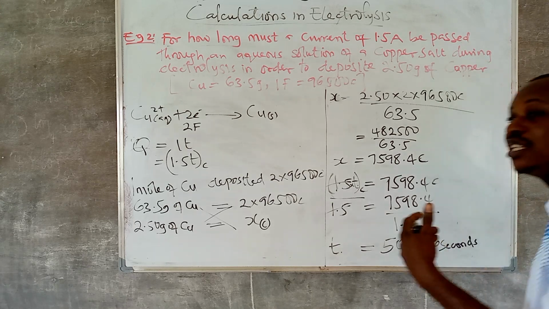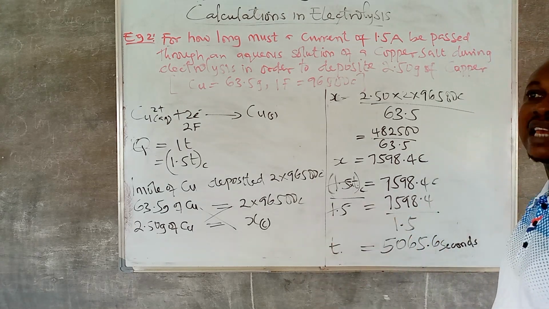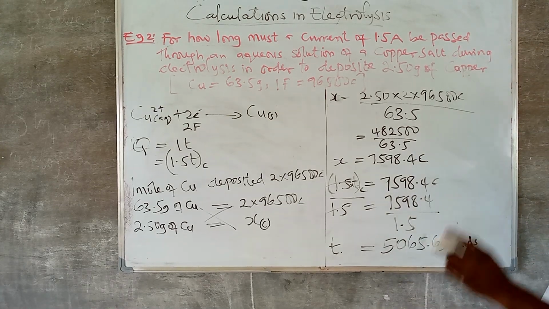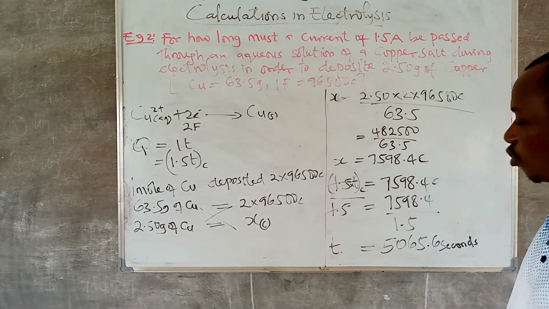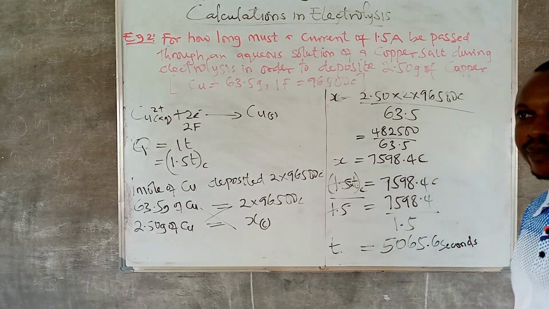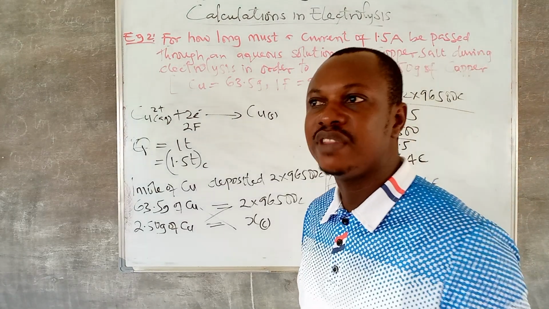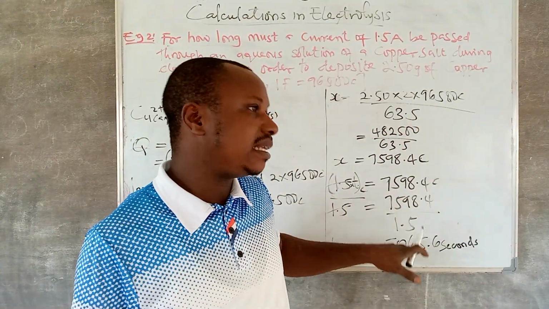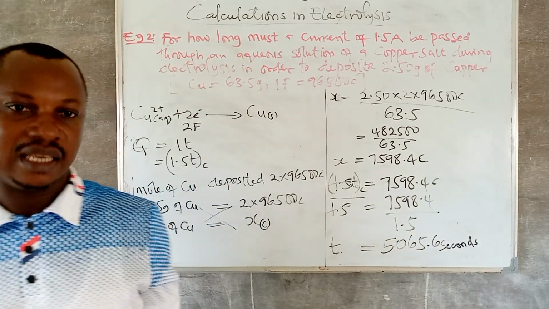And of which you can convert it if you want to, even though it's not necessary. But if the question says that you should leave your answer in minutes, you know what to do. Divide this thing by 60. You get the number of minutes it took. But the answer now is in seconds, which is supposed to be. But in case they ask you to leave the answer in minutes, just divide the answer by 60. You get the number of minutes it is.